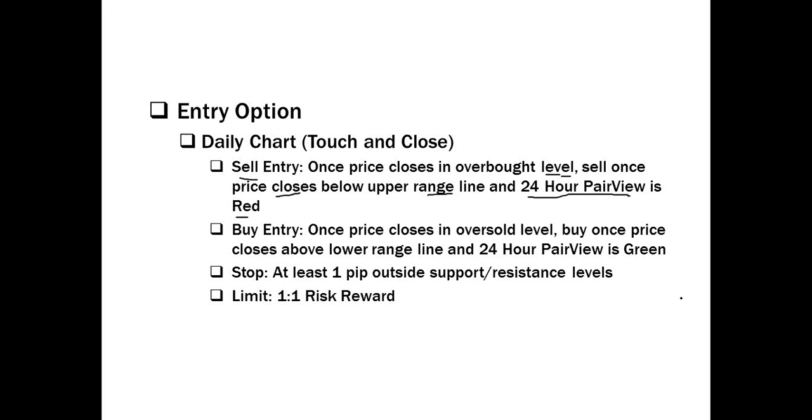It will keep you out of a lot of whipsaws, because when you do eventually take a sell entry on this, you'll know that you're on the right side of where the overall market maker activity is. And again, on the buys, once the price closes in the oversold level, you would buy once price closes above the lower range line and the 24-hour Pair View. And as far as leaders versus followers, you're always looking at the total section. I forgot to add that in there. Sorry, the total section. I'll show you that on the next chart.